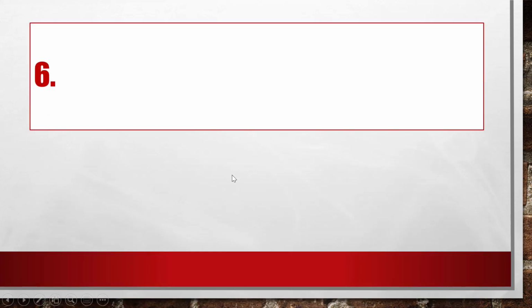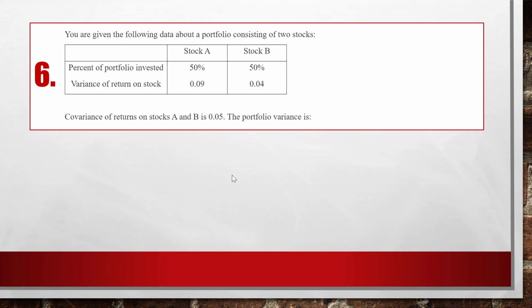All right. Next. Number 6, you are given the following data about a portfolio consisting of 2 stocks, stock A and stock B. Percent portfolio invested 50%, 50%. So we invested equally into these 2 stocks. 50% of our money into stock A and 50% of our money into stock B. The variance of rate of return is 0.09 for stock A, 0.04 for stock B. And the covariance of returns on stock A and B is 0.05. The question asks for the portfolio variance.